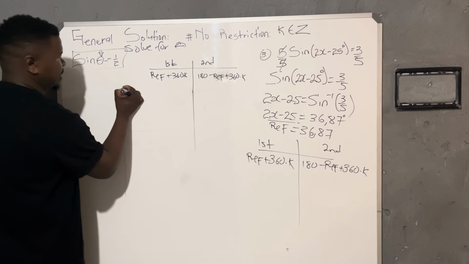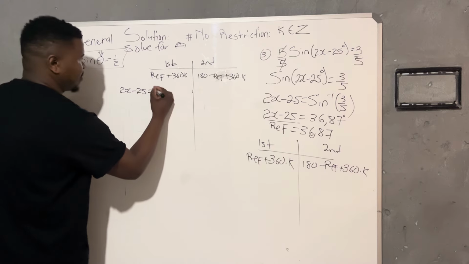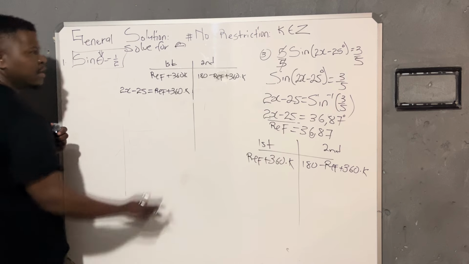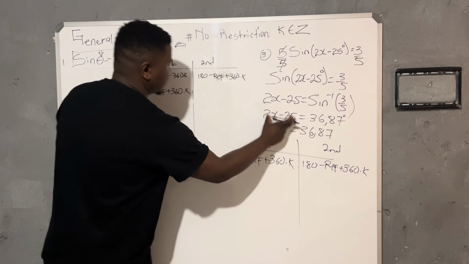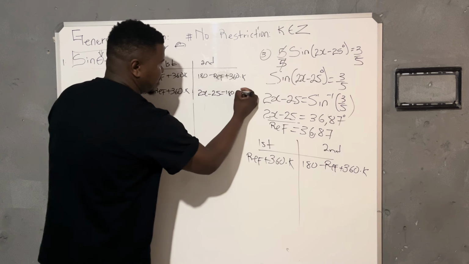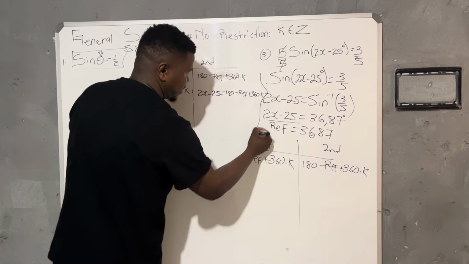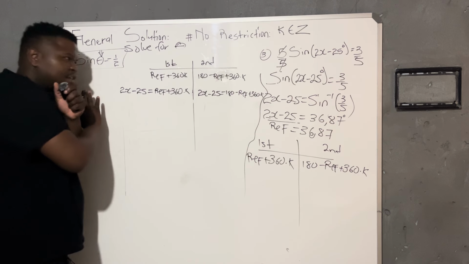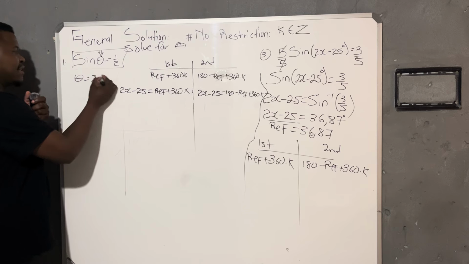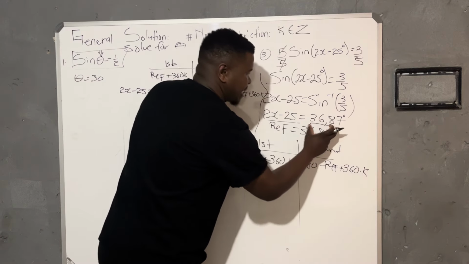So I'm going to take that 2x minus 25 and equate it with what I have here, which is reference plus 360 times k. Same thing on the right hand side. My left hand side, 2x minus 25, is equivalent to 180 minus the reference angle plus 360 times k. This is where it ends. If you check where we started, previously we just had theta equals 30, which happened to be the reference. But in this case, look, the reference is only this number. This is the reference. What about that?